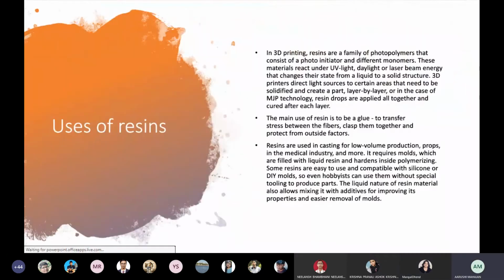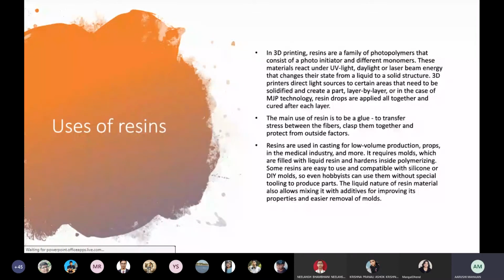Okay, now uses. As I told you, it's used in 3D printing. Resins are a family of photopolymers that consist of a photoinitiator and different monomers. These materials react under UV light, daylight, or laser beam energy that changes their state from liquid to solid structure. So in 3D printing, you have a photoinitiator, and these materials, as in resin, react under UV light or laser beam, and they change their state from liquid to solid, and hence you get the 3D printed model.